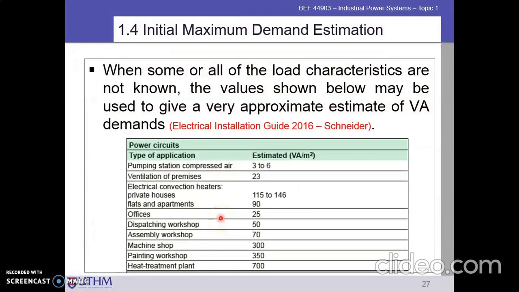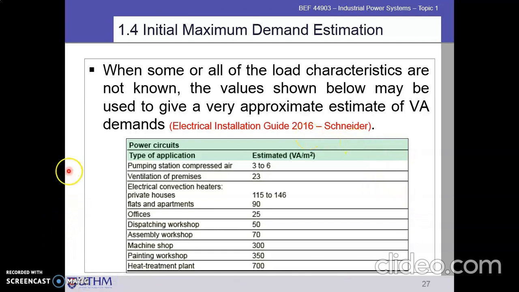Okay, next is the initial maximum demand estimation. When some or all of the load characteristics are not known, the values shown below may be used to give a very approximate estimate for VA demands. This is based on the Electrical Installation Guide 2016 by Schneider.